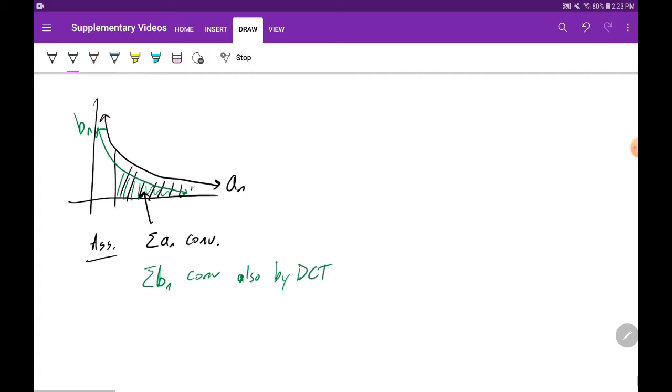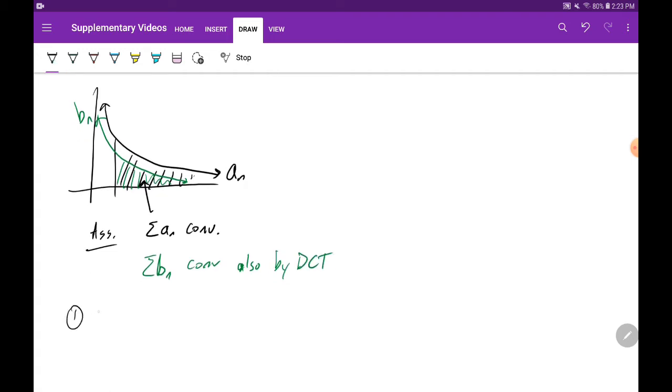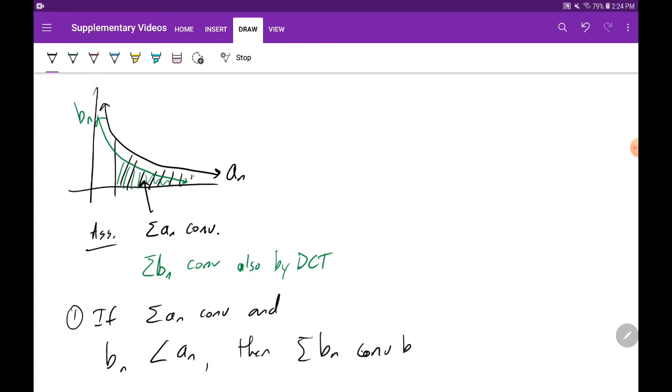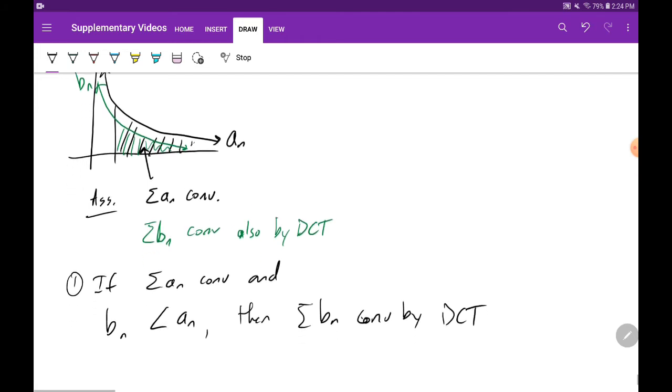So putting it all together, the first scenario is if the sum of a sub n converges and, I'm sorry, we actually don't even need the sum, we just need the sequence, the other way: a sub n is greater than b sub n. Then we can say the sum of b sub n converges by DCT. That's it. That's the first half of DCT.